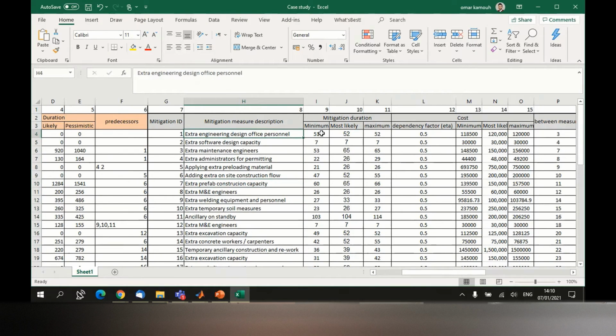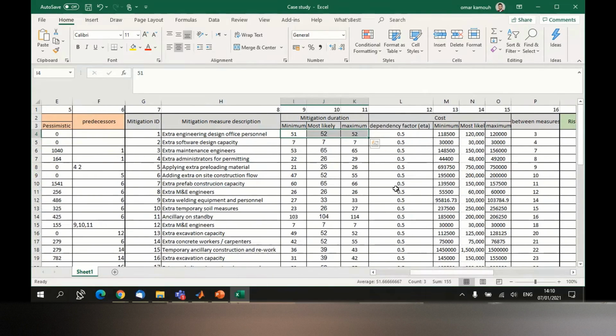And for every measure, we define 3 different durations: the most likely duration, the minimum duration, and the maximum duration. This duration we call the mitigation capacity. It means that if you apply this measure here, then you are going to reduce 52 days from the affected activities. In other words, this mitigation measure affects activity number 3. So it reduces the duration of activity number 3 by 52 days, or 51 days, or 52 days. It depends, because you have uncertainty here, you have a distribution, and then you select a random number.